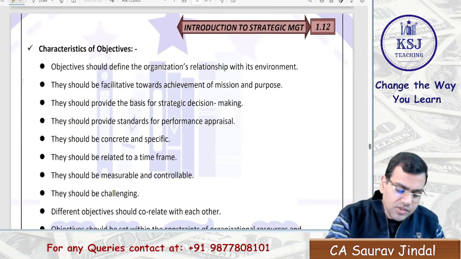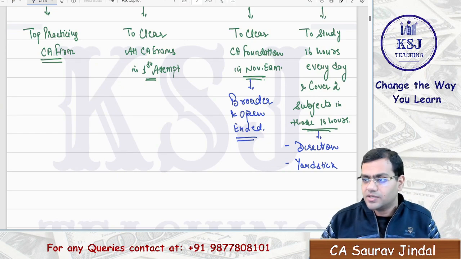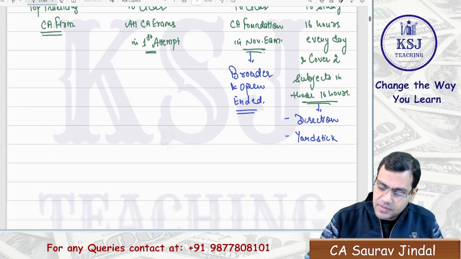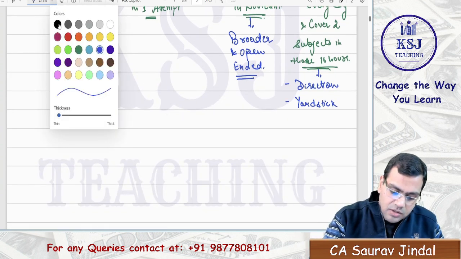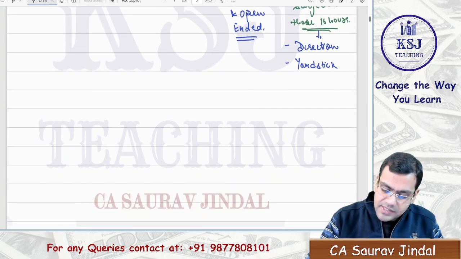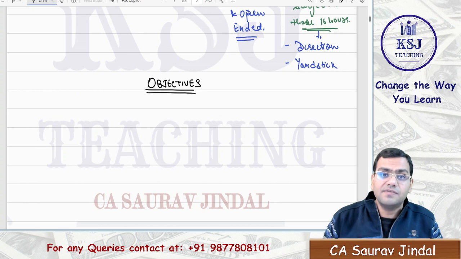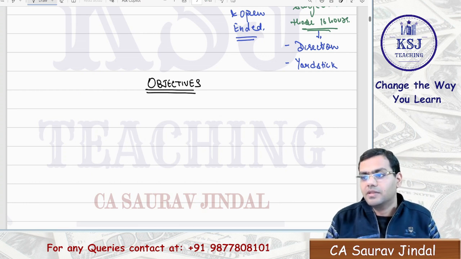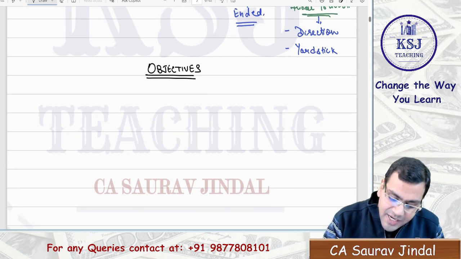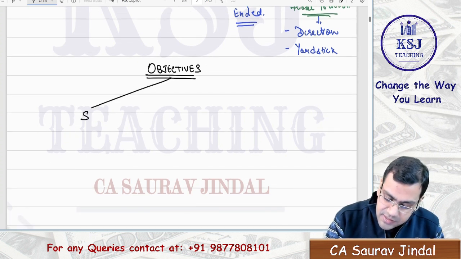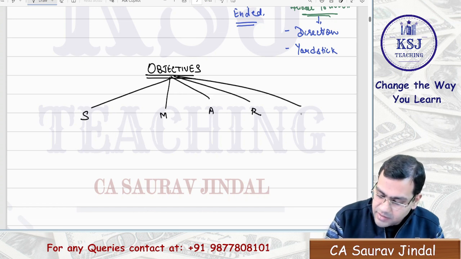Then, characteristics of objectives. When you talk about objectives, they are based on 5 things. Objectives are based on the concept of what? They are made on the basis of SMART. SMART is what? The objectives should be S, M, A, R and T.